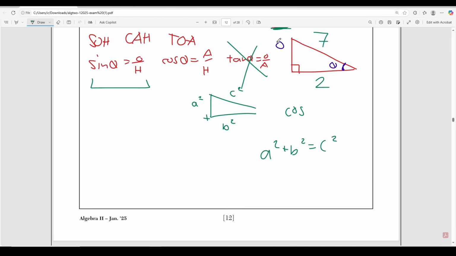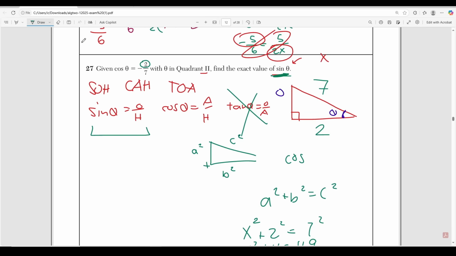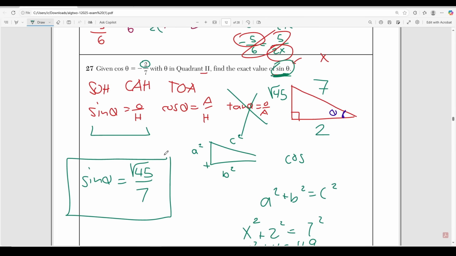So in other words, my opposite side squared, I'm just going to call that x. So x squared, this side squared, plus this side squared, which is 2 squared, has to equal 7 squared. Or x squared plus 4 has to equal 49. Or x squared is equal to 45, and x has to equal the square root of 45. So this opposite side we now just found to be the square root of 45. And now if I want to find the sine of theta, well, the sine of theta is equal to the opposite side, which is radical 45, divided by the hypotenuse, which is 7. So sine theta has to equal radical 45 over 7, and that's going to be the correct answer here.